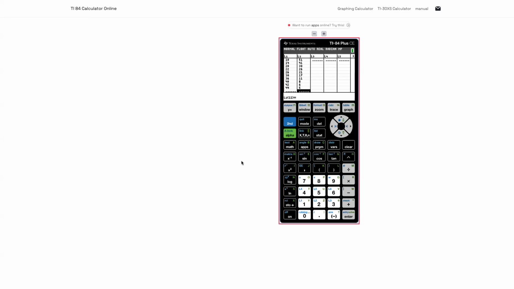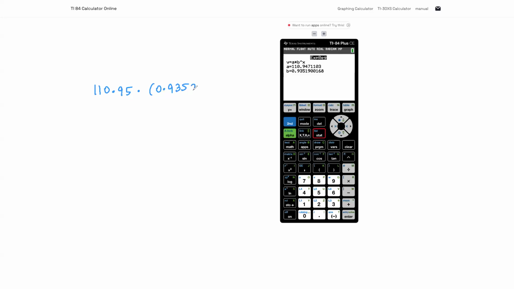So basically the function was, I go to stat, calc, exponential regression, right? Exponential regression. Okay, L1, L2. I don't need to store. Calculate. So basically this is 110.95 times 0.9352 to the power x. Any questions, guys?